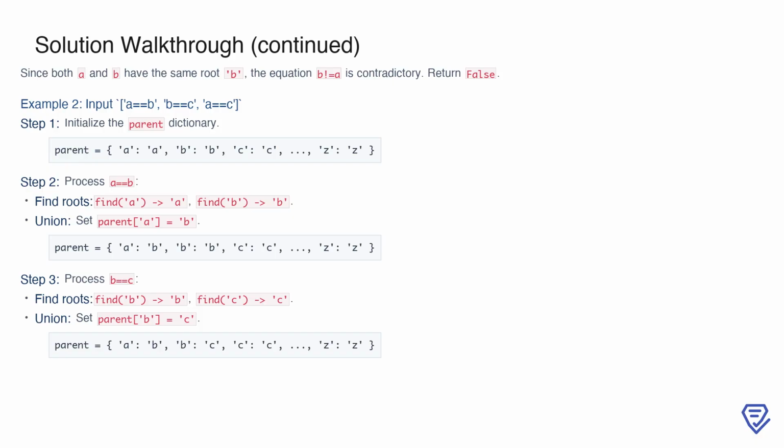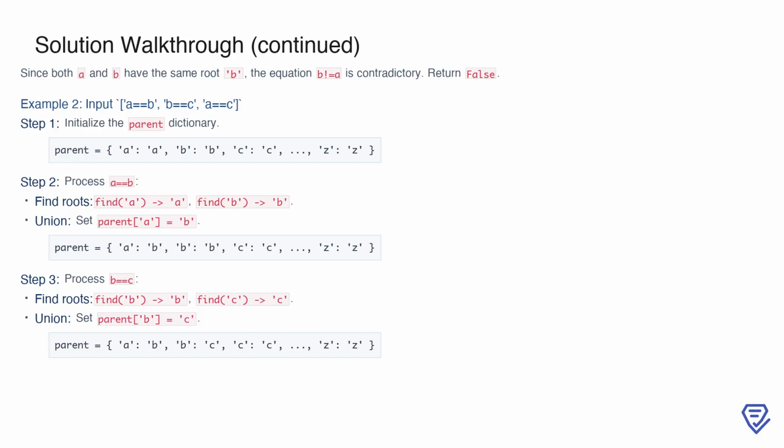Next, we process the equation B equals C. We find the roots of B and C, which are B and C. Since these roots are also different, we unify the sets by setting the parent of B to C. At this point, the parent dictionary reflects that A, B, and C are part of the same connected set.